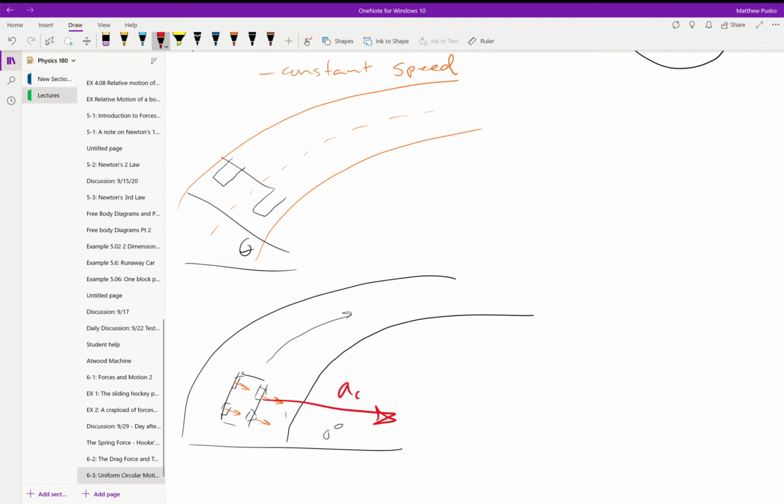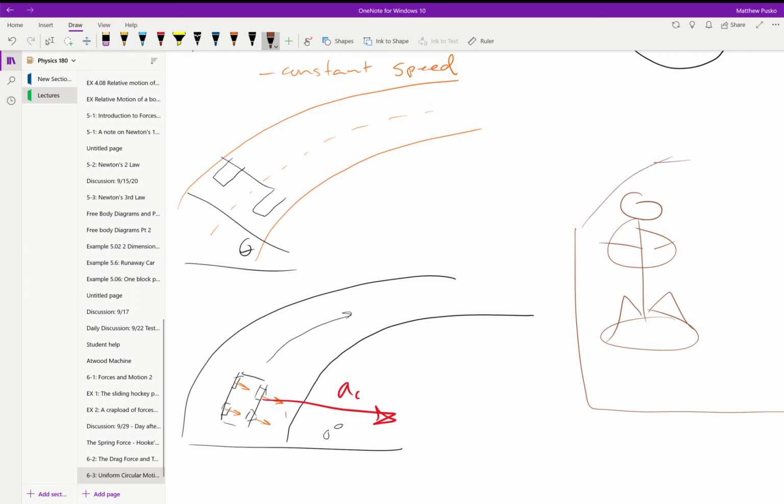Now think about when you're sitting inside the car. Here's the seat, here's the person, the steering wheel, their head, and these are the tires. So as they turn the wheel to the right, the frictional force causes the vehicle to go in the direction of the acceleration, which is towards the center of the circle.